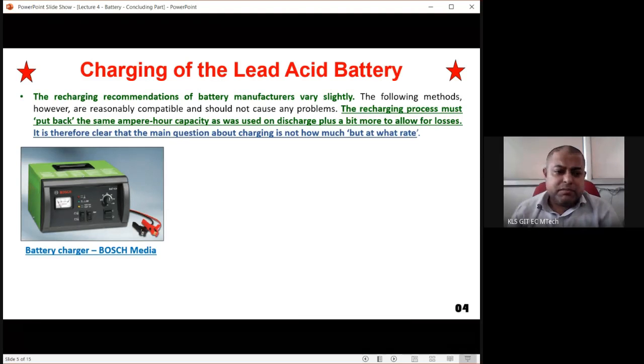So this is a Bosch battery charger. The image is taken from the Bosch Media website. In your book of Denton, I told you previously that all these details can be found in the 5th chapter of Denton. The book is already shared with you. So you can start preparing today and finish preparing this chapter on battery.